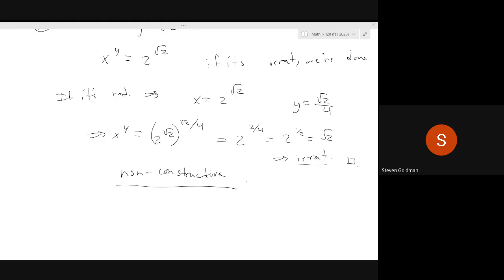Let's see. Okay. For this one, if you wanted, if constructive, could we just have the if irrational part? Well, I would have to see what you did, to be honest, in the proof. Yeah, I would have to see what you did.